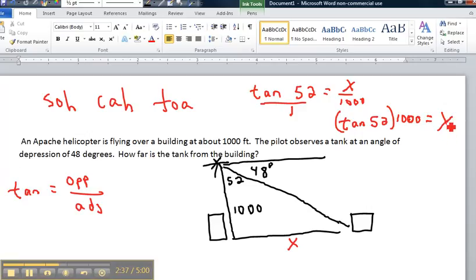And if we put that in our calculators, we get, what did I get? 1279.94 feet. And that's it so far.